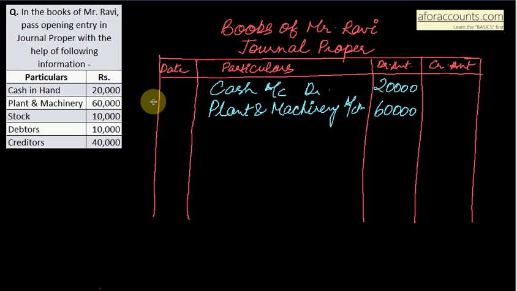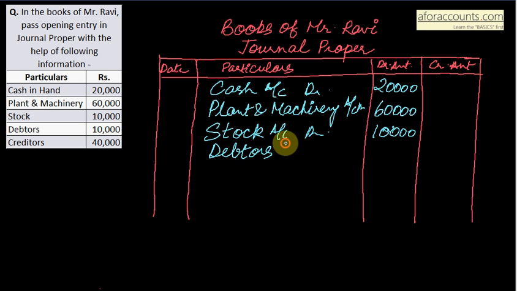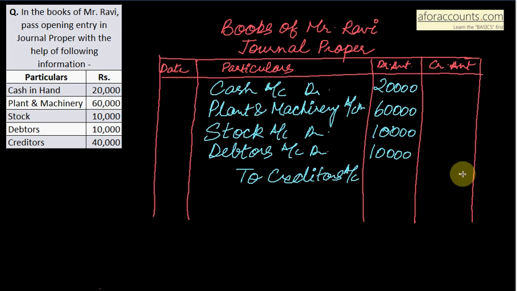Stock, again my asset, so stock account debit 10,000. Debtors 10,000, so debtors account debit. Creditors has a credit balance, so to creditors 40,000.